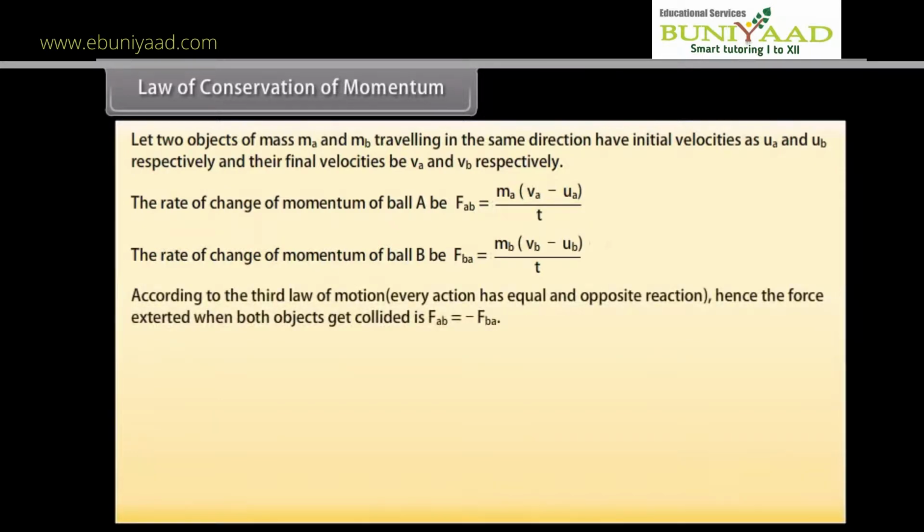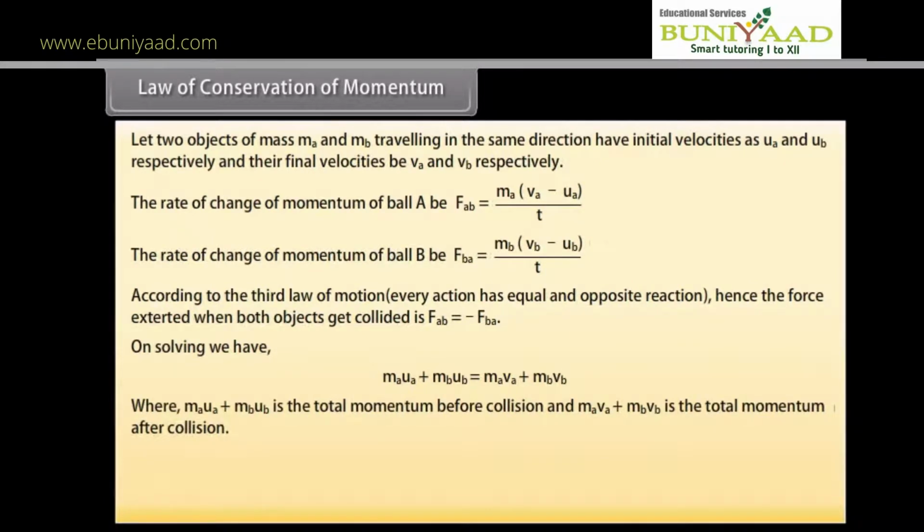According to the third law of motion, every action has equal and opposite reaction. Hence, the force exerted when both objects collide is FAB equal to minus FBA. On solving, we have mAuA plus mBuB is equal to mAvA plus mBvB, where mAuA plus mBuB is the total momentum before collision and mAvA plus mBvB is the total momentum after collision.